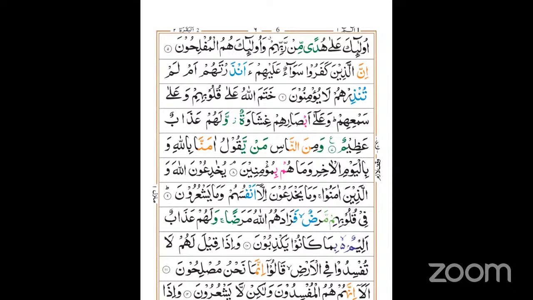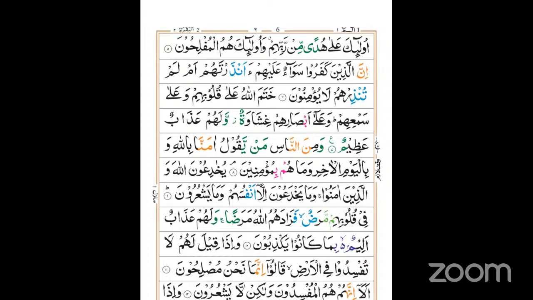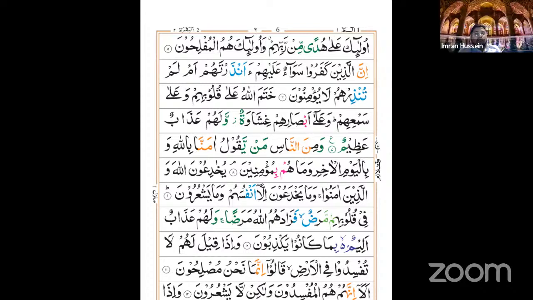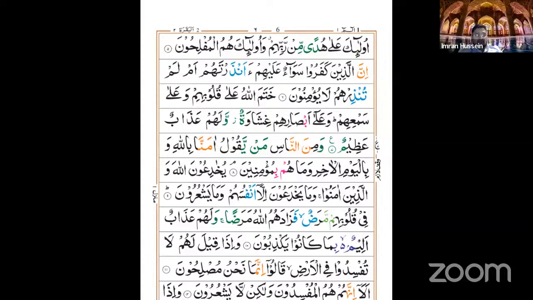So it says in the Quran, Inna alladhina kafaru sawa'un alayhim. Surely those who disbelieve, sawa'un means equal is upon them, if you warn them or you do not warn them, la yu'minun, they will not believe.